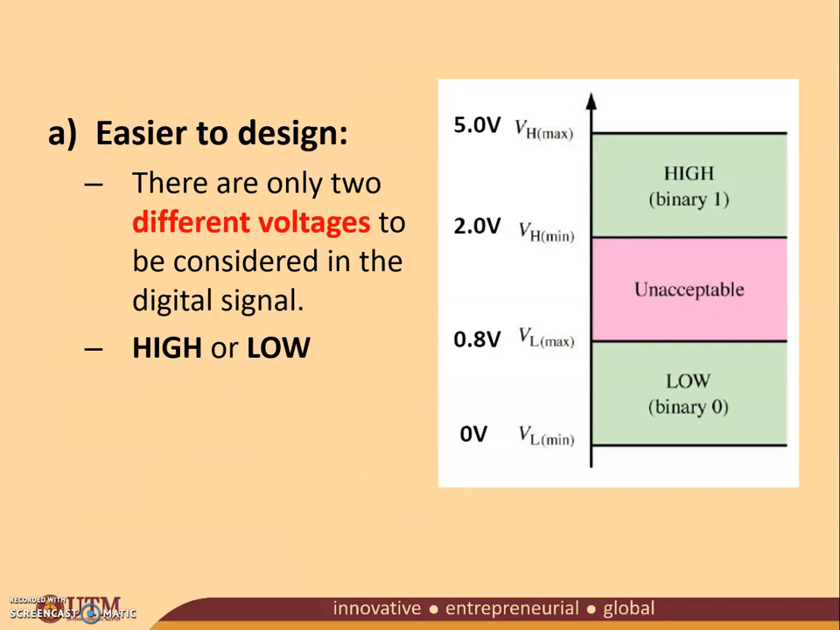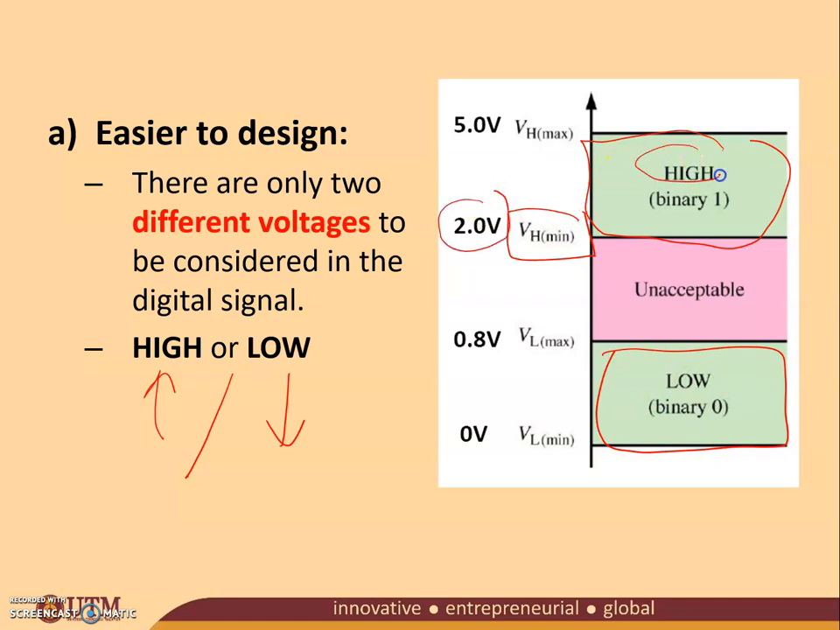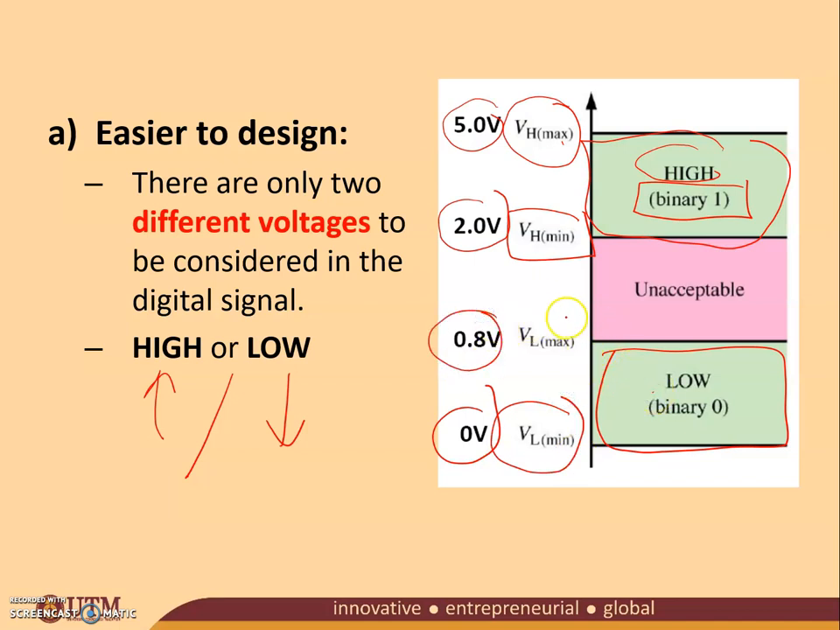Easier to design. There are only two different voltages to be considered in a digital signal. It is either high or low. So in this diagram, the region that we consider high is binary 1, and this is low, which is considered binary 0. VH min is the minimum voltage to be considered high, and 5 is the maximum voltage to be considered high for binary 1. Likewise, for the low level, which is binary 0, 0 is the minimum voltage to be considered low, and 0.8 is the maximum voltage for binary 0, while this region is the unacceptable voltage.